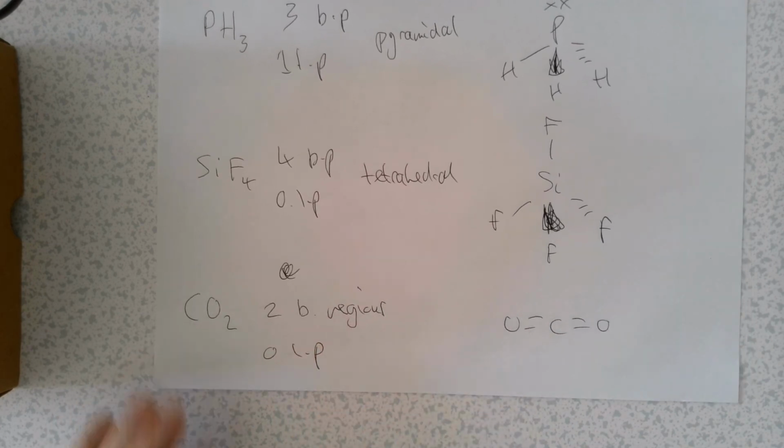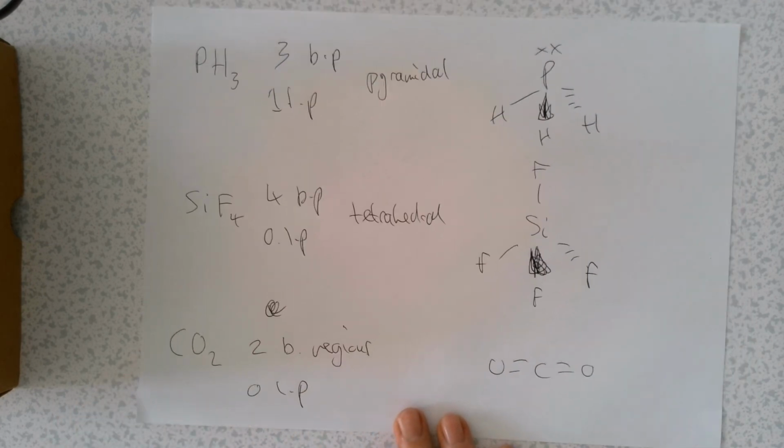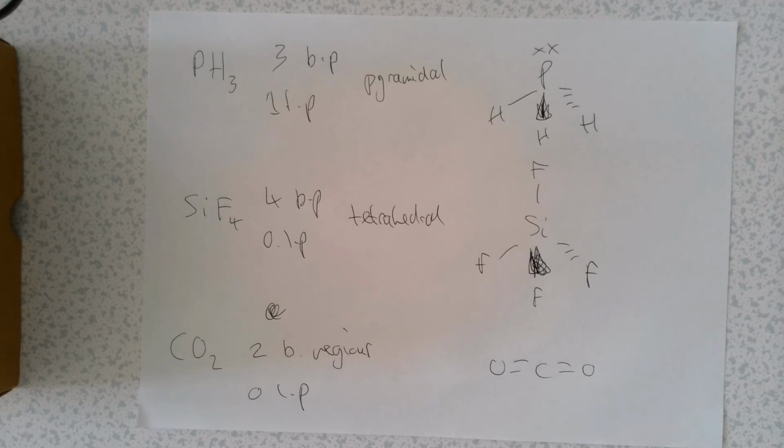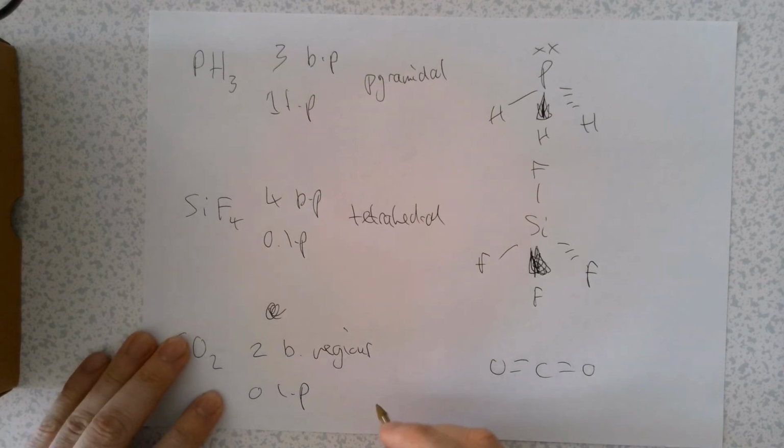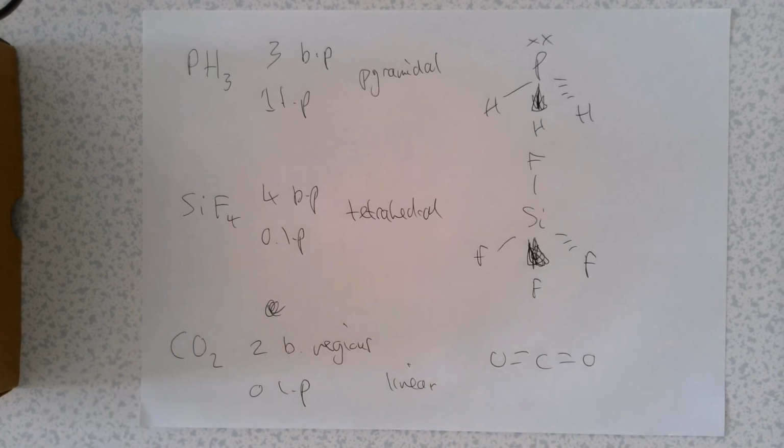So when you've got double or triple bonds, it's best not to talk about bonding pairs, but to instead talk about bonding regions. And again, if you've memorized your shapes, you'll know that that gives you a linear shape. Okay, so with double and triple bonds, don't think about the number of bonding pairs, think about the number of bonding regions. But other than that, it's exactly the same method.